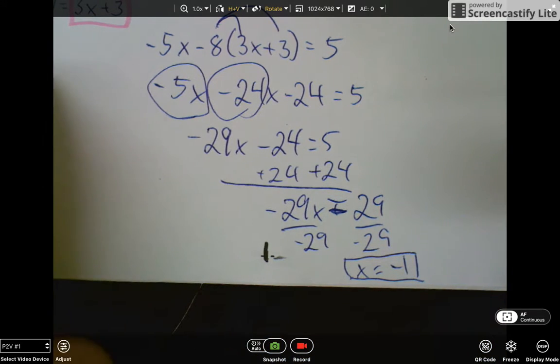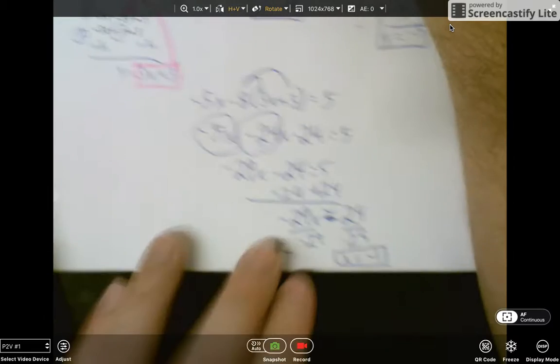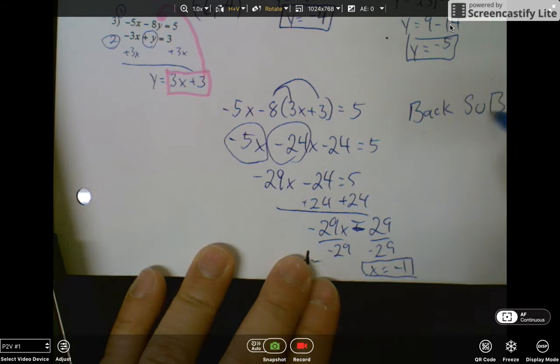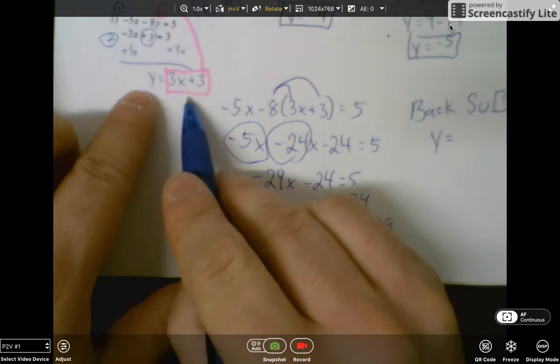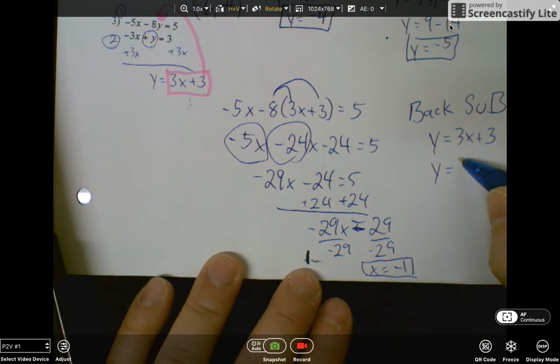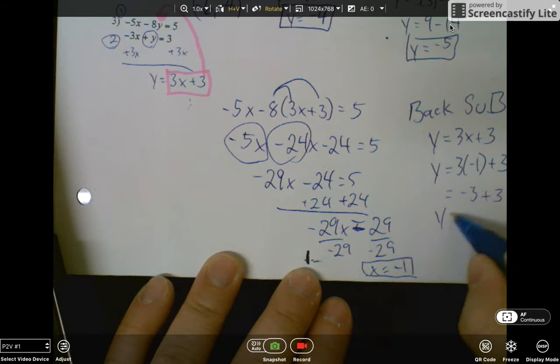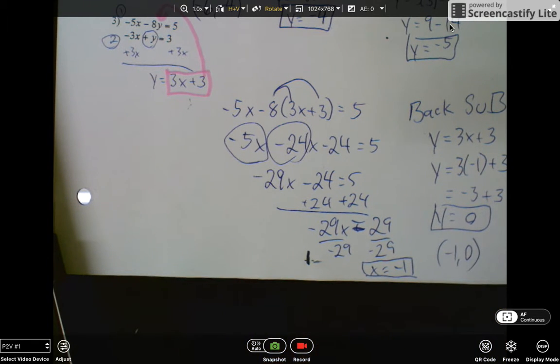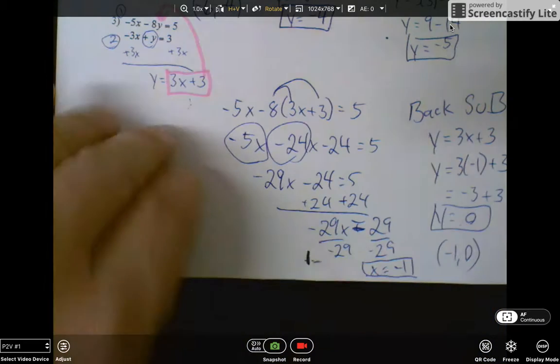Last step is to back sub that into my y equals equation. So I will back sub into y equals 3x plus 3. I'm left with 3 times negative 1 plus 3, which is negative 3 plus 3, which is 0. So my solution is negative 1, 0. If I was to graph these two equations, they would intersect at the point negative 1, 0.